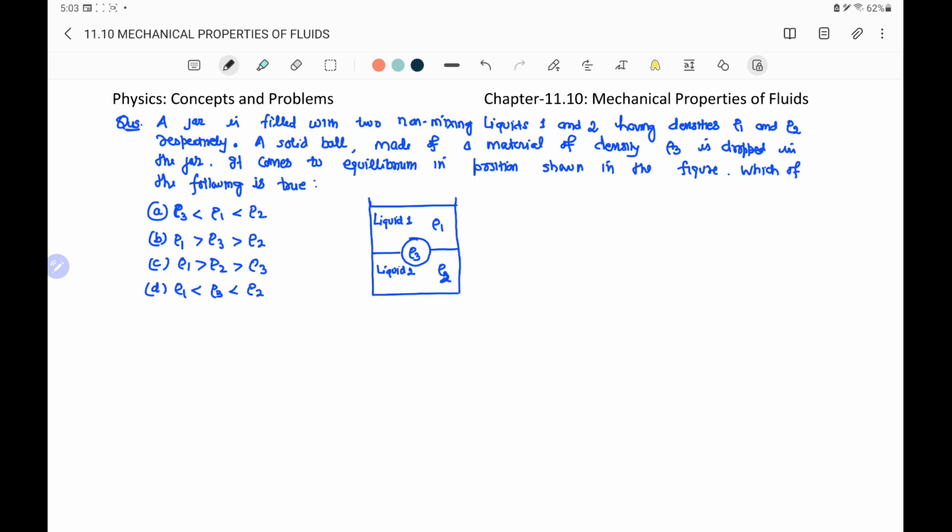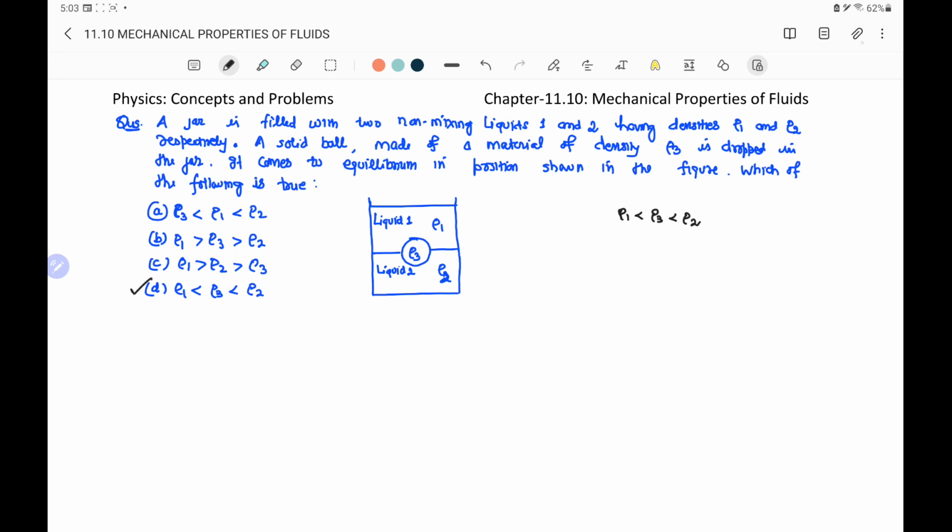We know that on mixing two or more materials of different densities, the heavier, higher density material settles down, and the lighter density material will be on the top. Therefore, we can arrange these densities accordingly. Rho 1 is less than rho 3, less than rho 2. Hence option D is the correct option.